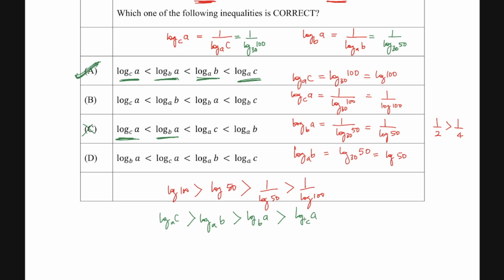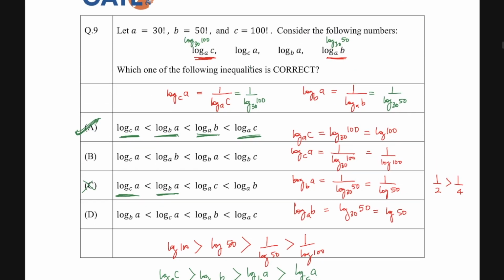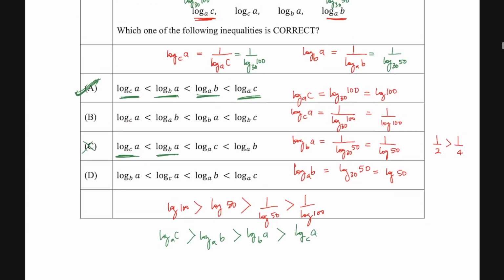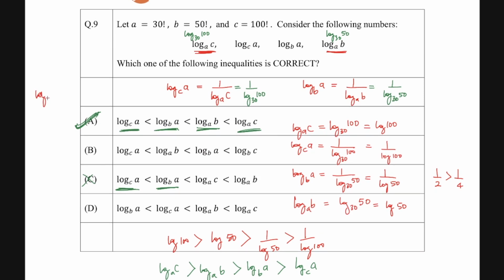I have written in the reverse order. You can reverse this and you will get option A. I hope this is clear. So it is very important to change the base. What formula I have used, I'll just write it down here. If I have log base xy, I will write down 1 upon log base yx. That's what I have used.